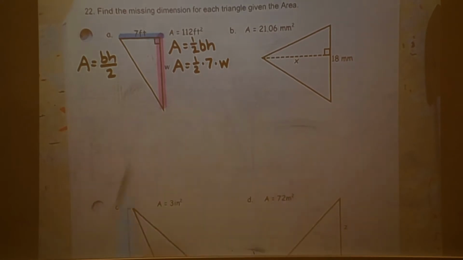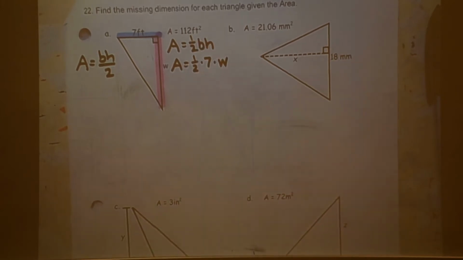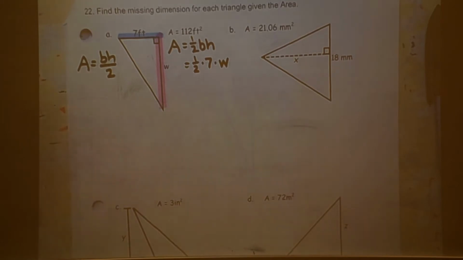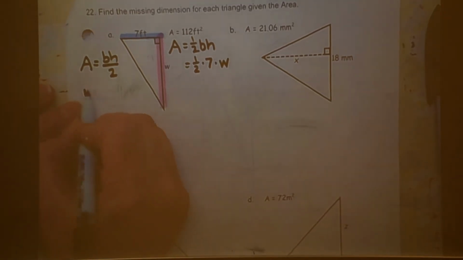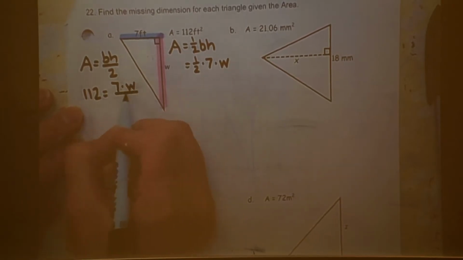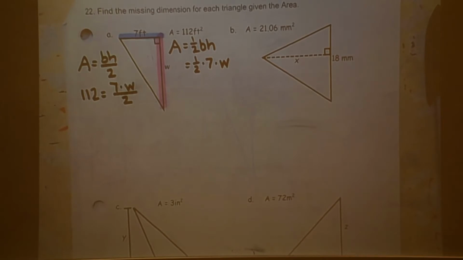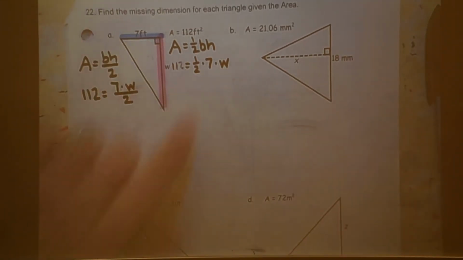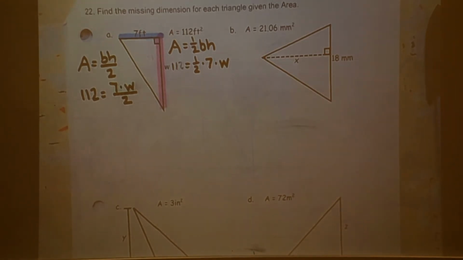Well, why did I put an A there? I'm kind of in the habit of doing that, but now we know the area. We were given the area as 112. So I'm going to take out the A, and I'm going to substitute in its place 112. If I'm over here, I'm going to substitute 112 in place of the A. Base times height divided by 2. On this one, 112 equals 1/2 times 7 times W.